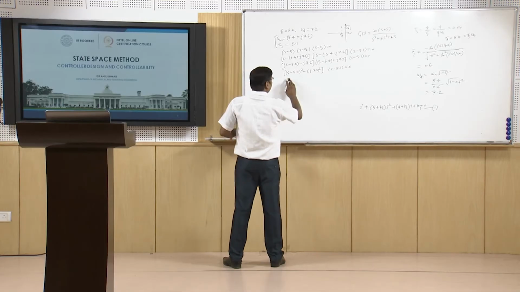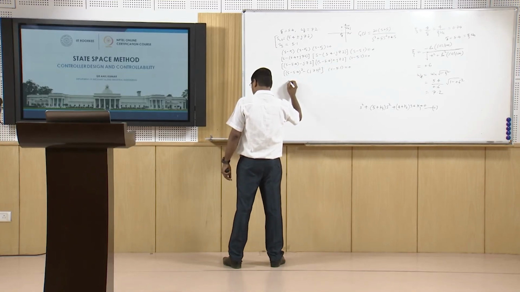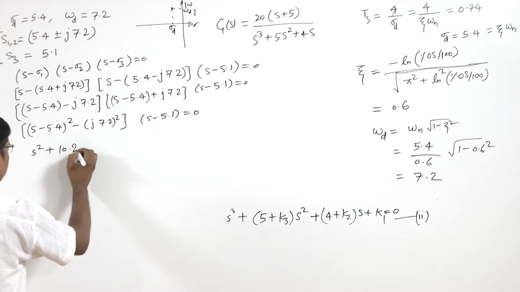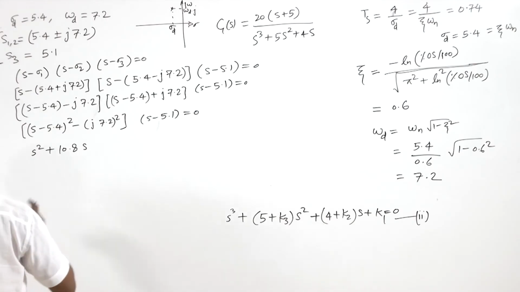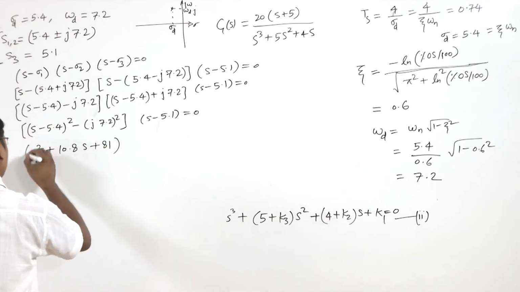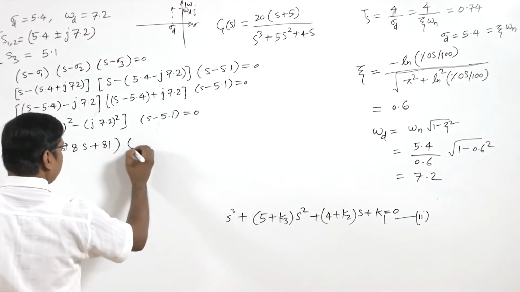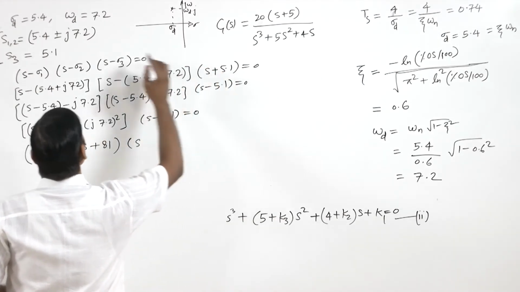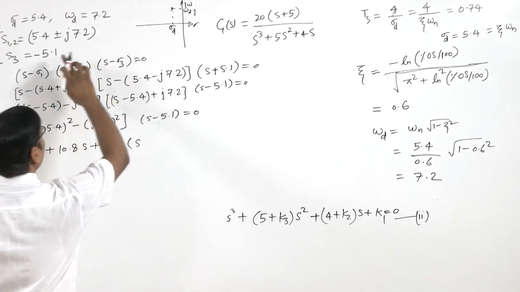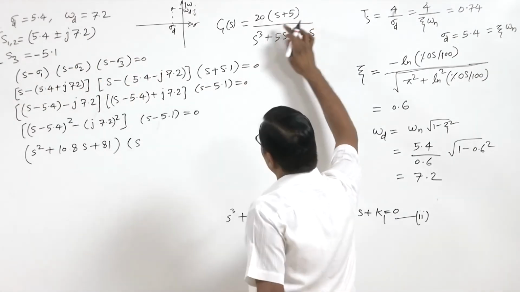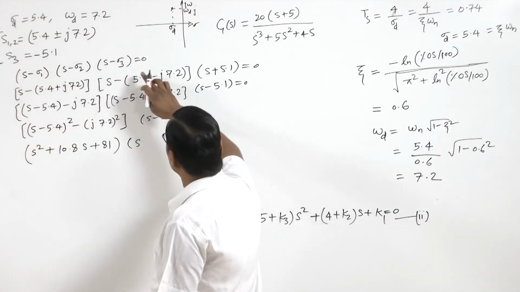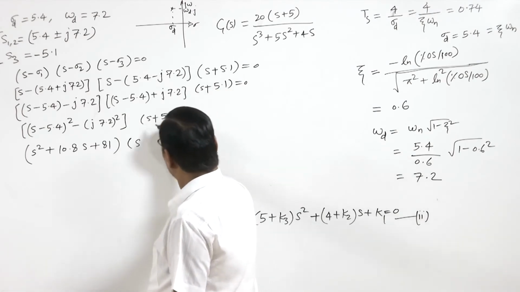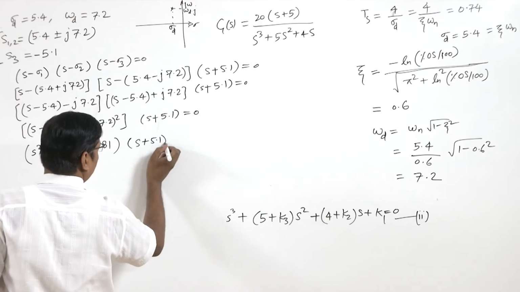And so here we can obtain this as S square plus 10.8 S plus 81 into S. So sorry, this is plus, because here this is minus 1. We are putting at negative side, because here the 0 is at S equal to minus 5. So this S3 is minus 5.1. So we have here S minus minus 5.1. So it is plus. So S plus 5.1, that is equal to 0.